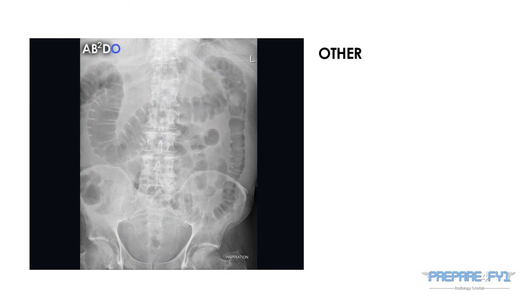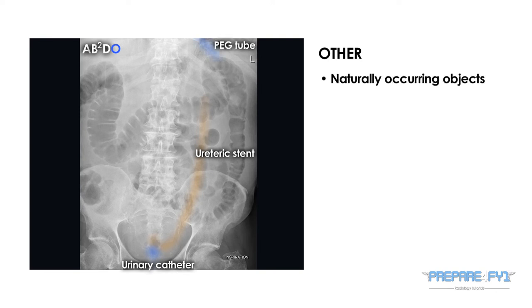O stands for other. Within the confines of an abdominal X-ray, you may find some other structures. These may include medical devices such as ureteric stents, urinary catheters, and PEG feeding tubes, as well as naturally occurring objects such as renal or ureteric calculi and fecaliths.